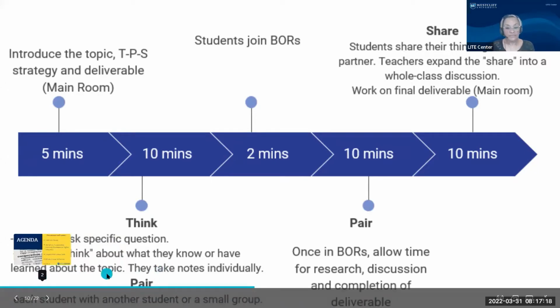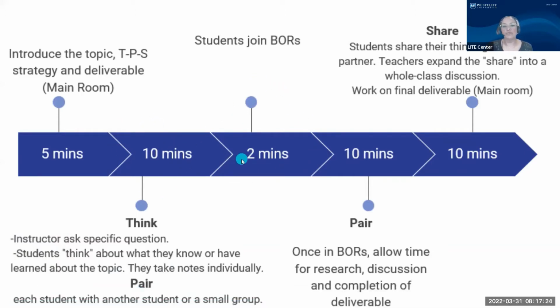Then they pair with another student or a small group. That will take around 10 minutes. Then give them 1 to 2 minutes for students to join breakout rooms, just in case they have questions, just to make sure that all the breakout rooms are set. Then you give them around 10 minutes to pair and discuss their findings.